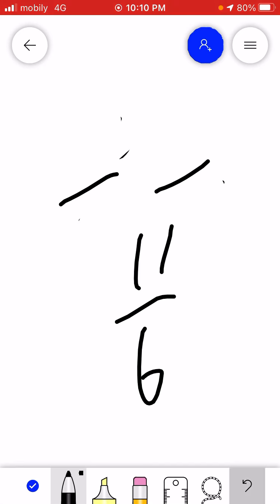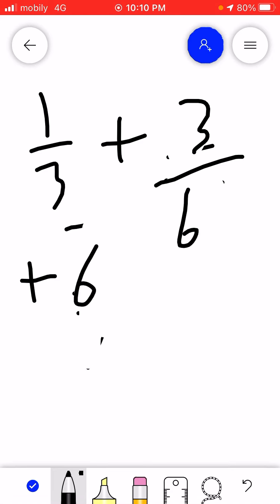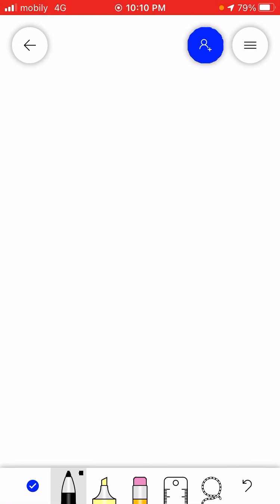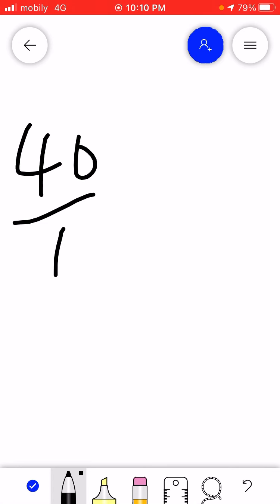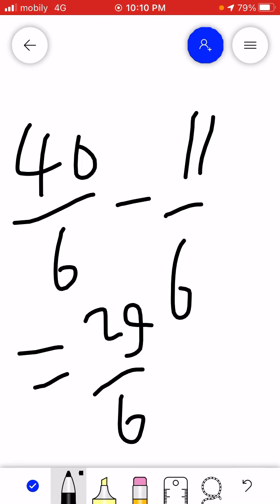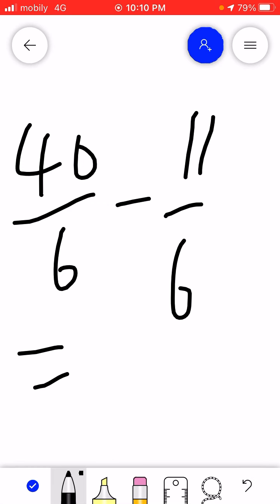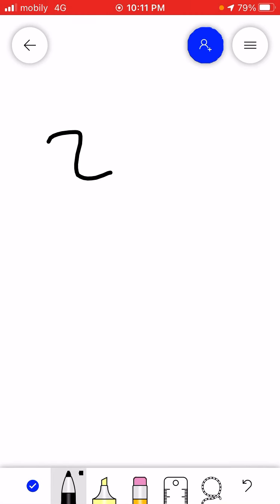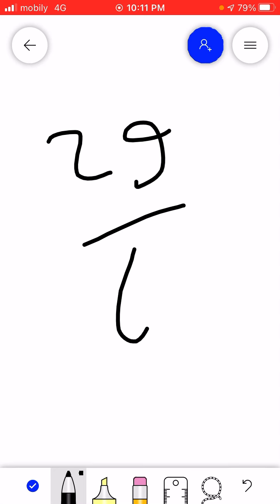So the answer in this case is 40 over 6 minus 11 over 6. We get 29 over 6. That's the answer, 29 over 6. So the answer is 29 over 6. Let me write it. So the answer is 29 over 6.